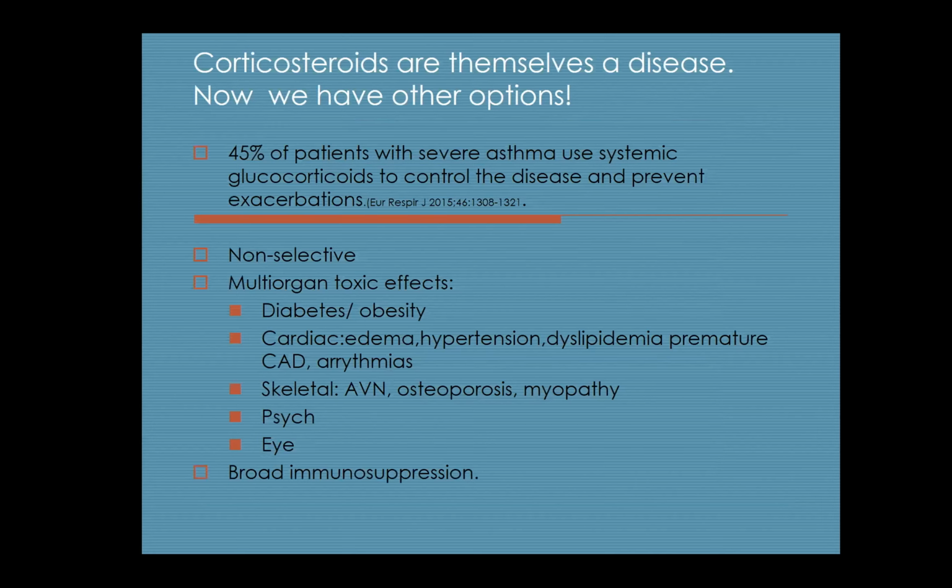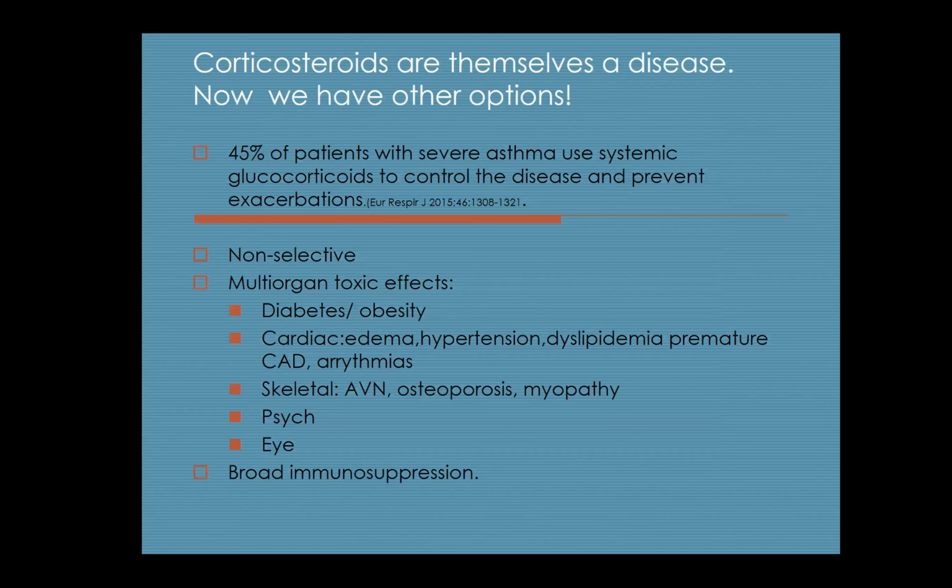45% of patients with severe asthma use systemic steroids to control the disease and prevent exacerbations, right? You see this in the clinic all the time, I'm sure. Oh, I take prednisone. Oh, my doctor gives me prednisone every time. And then you look at them and they look like this, right? They have no bones and they have diabetes and their knees are starting to go, so they can't walk and they can't exercise. And we have that old vicious cycle, right?